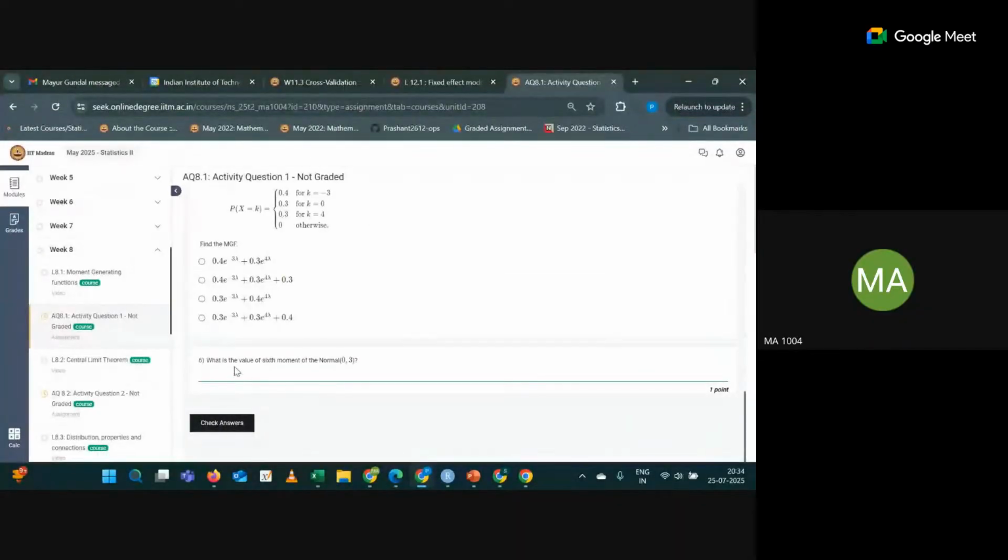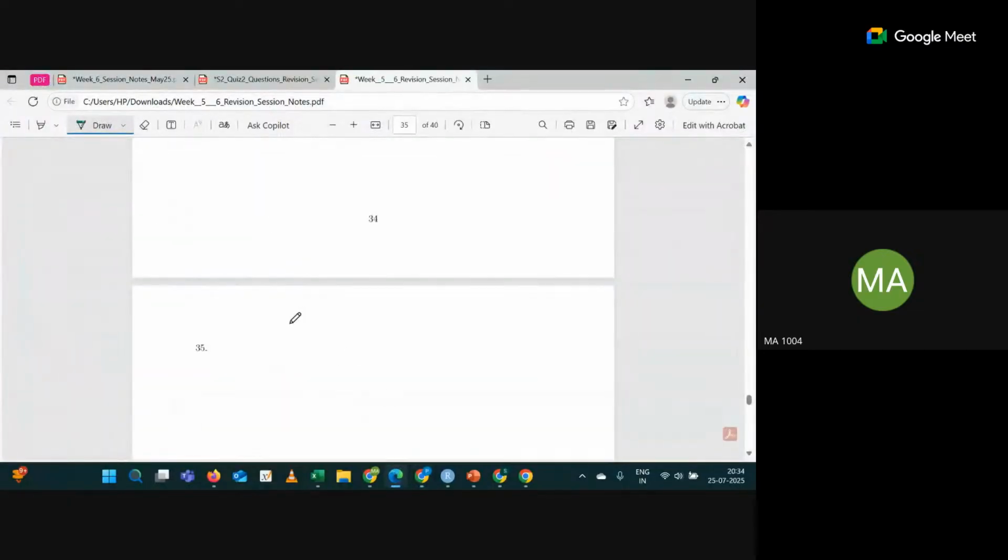In this question, it asks for the value of the sixth moment of normal 0, 3. First of all, this is saying normal 0, 3, right? So if you have normal 0, sigma square, then what is the MGF? It's e raised power lambda square sigma square by 2, correct? Yes, sir. So in this case, what will it be? It will be e raised power lambda square into 3 by 2, right?